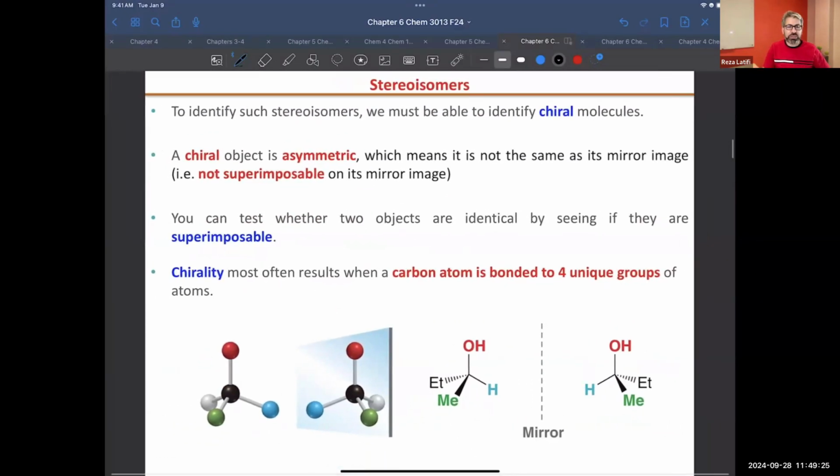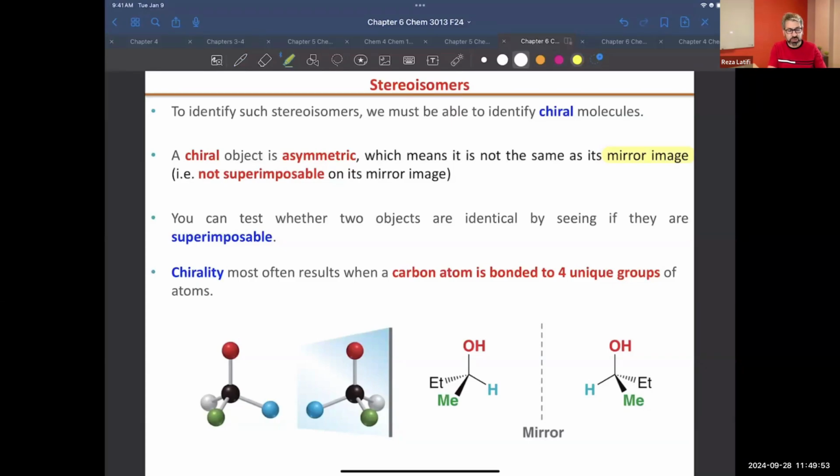Very good. So now that we got the idea how to differentiate stereoisomers from constitutional isomers, we're going to zoom in on stereoisomers. First concept that we need to know: what's the meaning of a chiral molecule? In order to have a chiral molecule, you need to have a mirror image that is not superimposable.